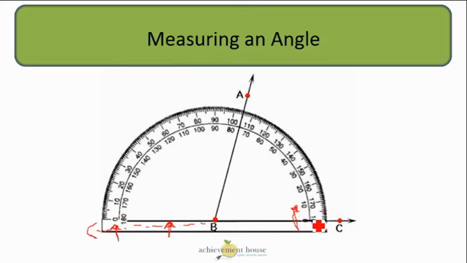So the ray should always be going through 0, and you count up from 0 from that ray, and we go up until we see, boom, there's the next ray, and that intersects between 70 and 80, so more specifically 75. Therefore this angle is 75 degrees.